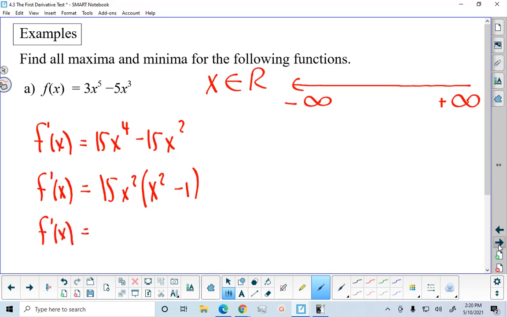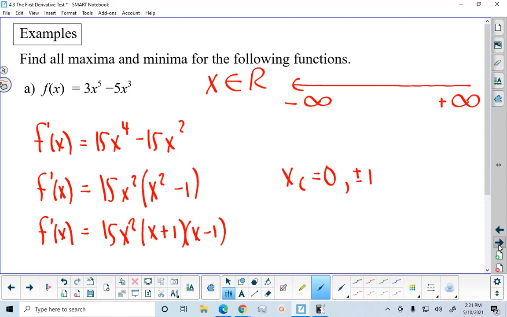I can factor further into x plus 1, x minus 1. Now, what are our critical values of x? Our critical values of x are 0 because of the factor of x squared, and plus or minus 1 because of the factors x plus 1, x minus 1.